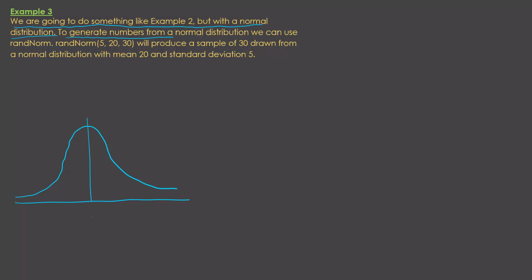To generate numbers from a normal distribution, we can use randnorm. Randnorm 5, 20, 30 will produce a random sample of 30 drawn from a normal distribution with mean 20 and standard deviation 5. So in other words, when we get our histogram, we should see it centered around 20. So let's look at that.